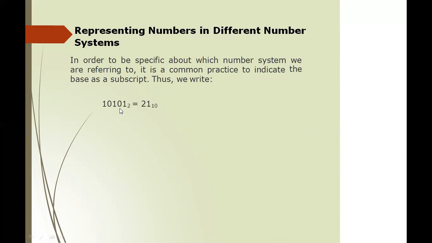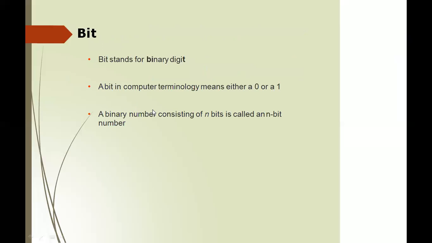Representing a number in a different system, that is from binary to decimal. For the binary number system, the base is 2 on the left side, and in the decimal number system, the base is 10.